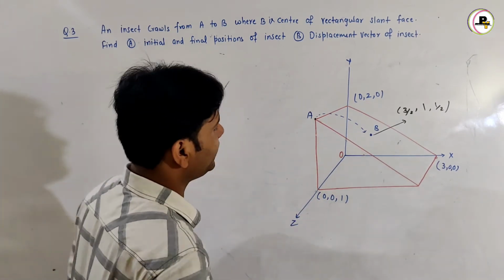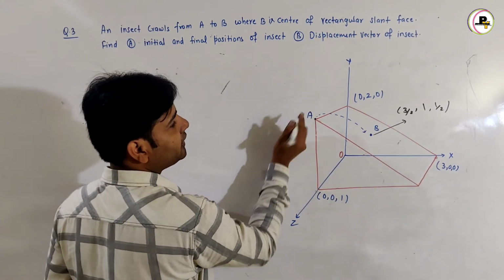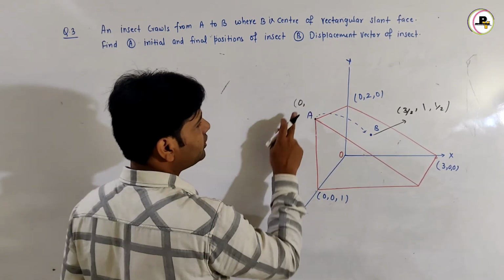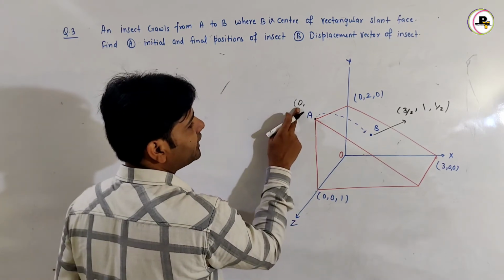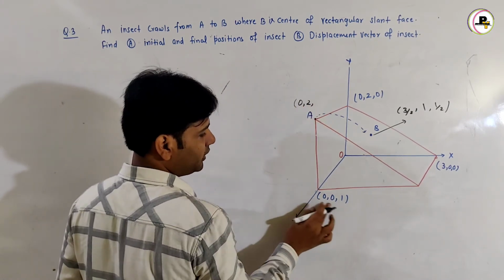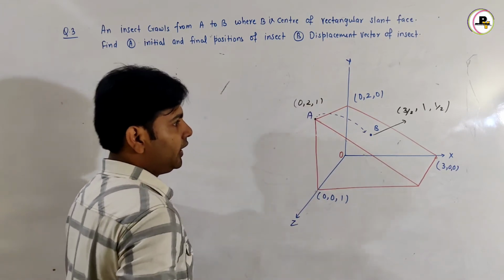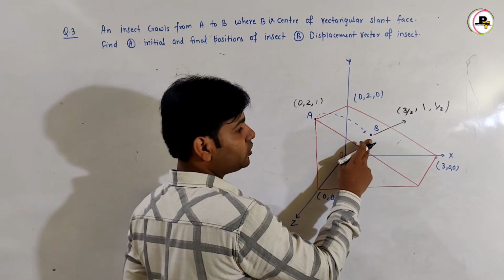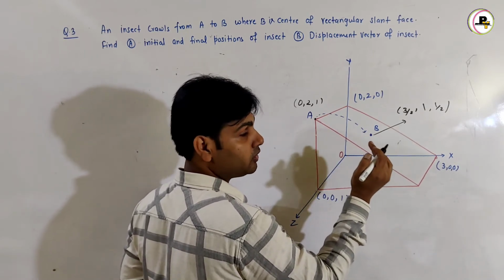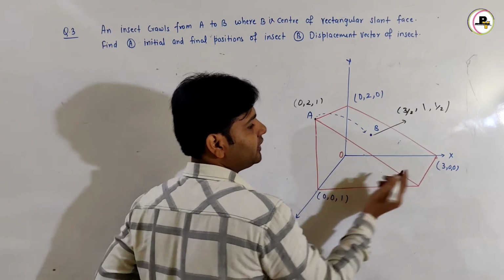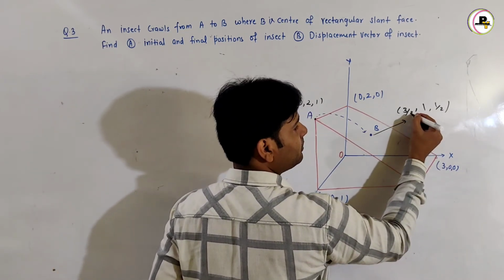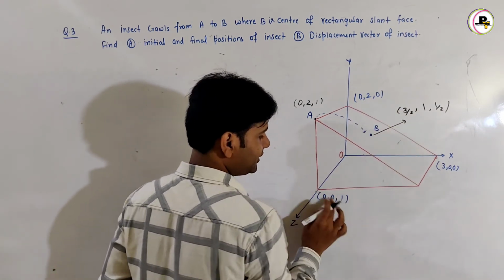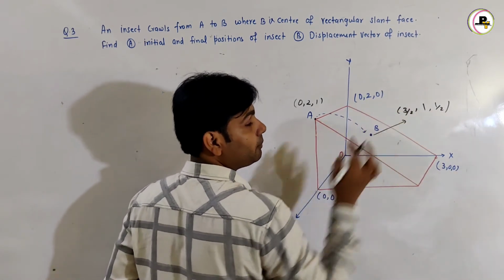So if I would like to write the coordinates of A, then it will be 0 because it is in YZ plane, so X coordinate will be 0. So I can write here 0, 2, 1. And what will be position coordinate of point B? As it is a middle point, its coordinate will be half of the coordinate along X axis, Y axis and Z axis. So its X coordinate is 3, so it will be 3 by 2. Its Y coordinate is 2, so it will be 2 by 2, that is 1. And its Z coordinate is 1, so it is 1 by 2.